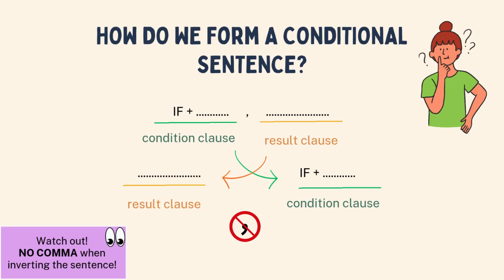It is important to mention that these parts of the sentence can change their places. So we can put the result clause first and then the condition clause. If we do this, the meaning won't change. However, be careful. When we change their places and if is in the middle, we no longer have to write a comma. It is not necessary anymore.